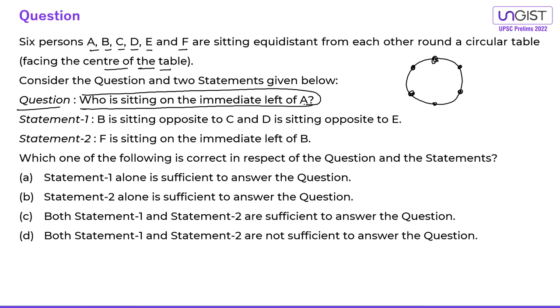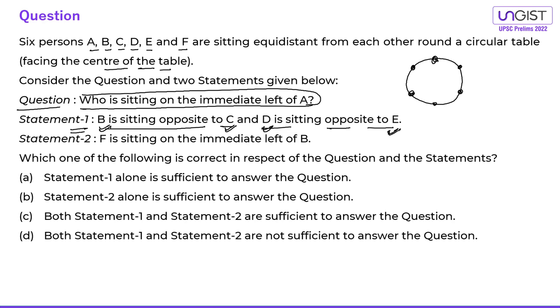Fine. Now read statement number 1. B is sitting opposite to C and D is sitting opposite to E. In this statement, they are not talking anything about A. In fact, the positions of only 4 members are given. If the position of the 5th member were given, then we could have decided. But here, we cannot decide anything with statement number 1 regarding the position of A.